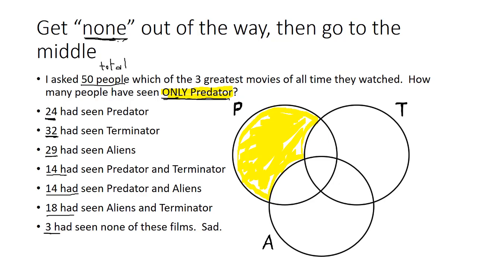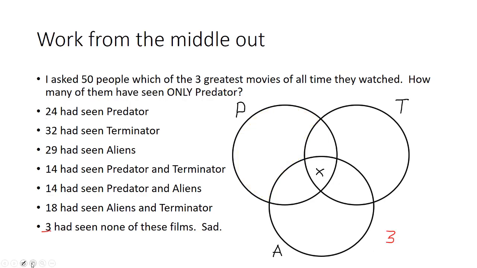What I mean by getting the none out of the way: this 3 isn't included inside of any of these sectors. It's out here, it's still in the universal set. We still talked to these 3 people, but they haven't seen any of the films. So let's just leave that guy out there. Then we work from the middle out. We don't know how many people have seen all 3 of these films. That's our X. From here, we can start finding these sectors here.